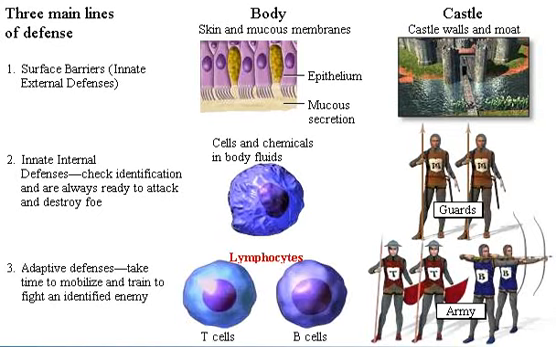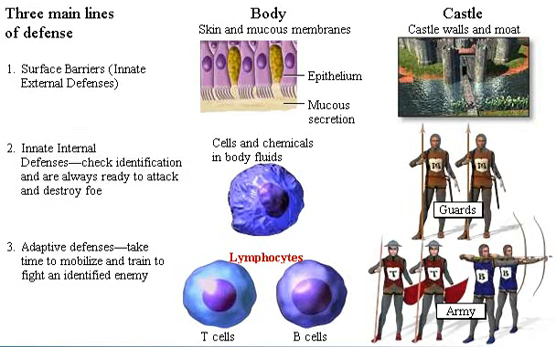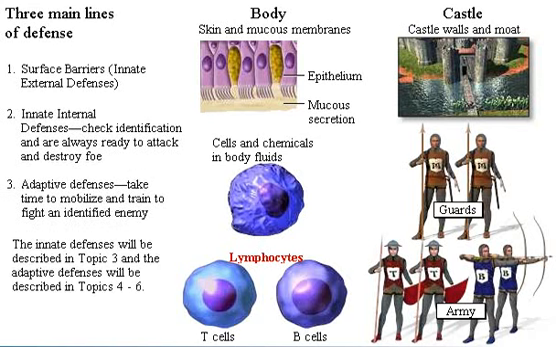The guards can also call on the third line of defense, the army. The body's armies are called the adaptive defenses. The adaptive defenses consist of 2 kinds of lymphocytes, B cells and T cells. It takes time to mobilize them and train them to fight an identified enemy. The innate defenses will be described in Topic 3, and the adaptive defenses will be described in Topics 4 through 6.